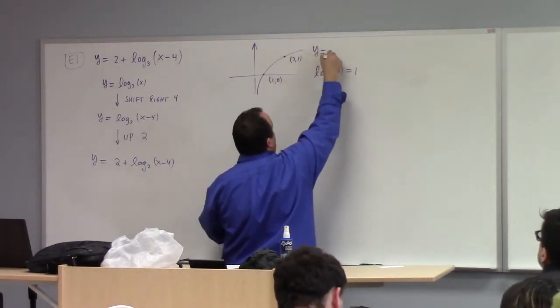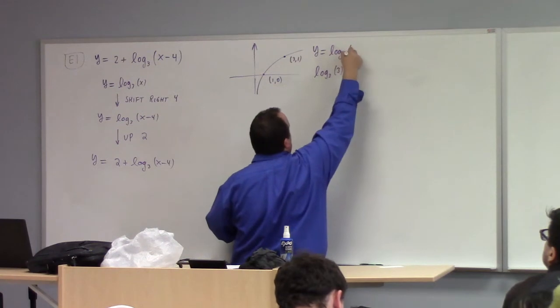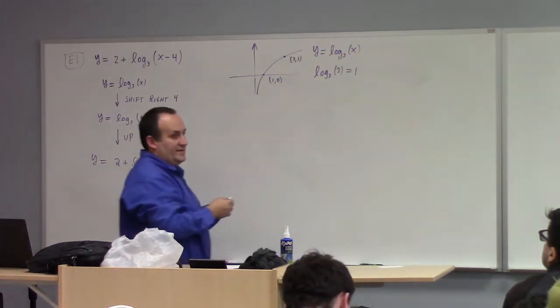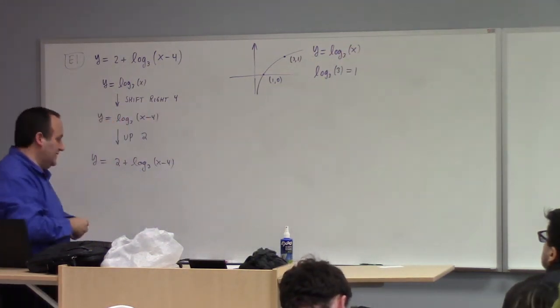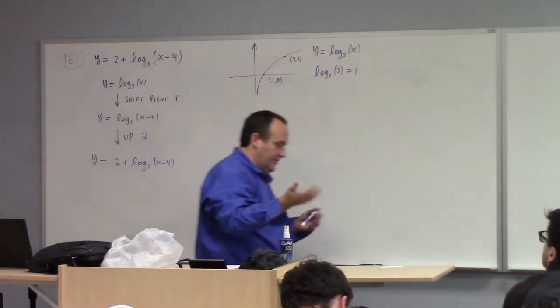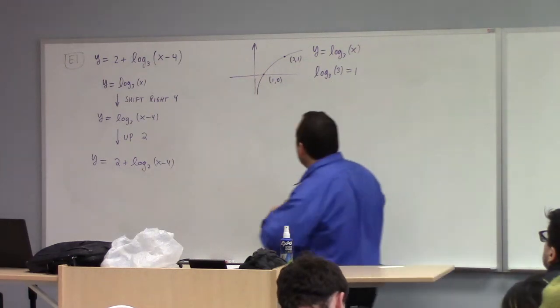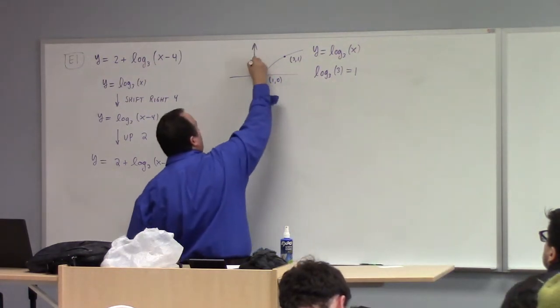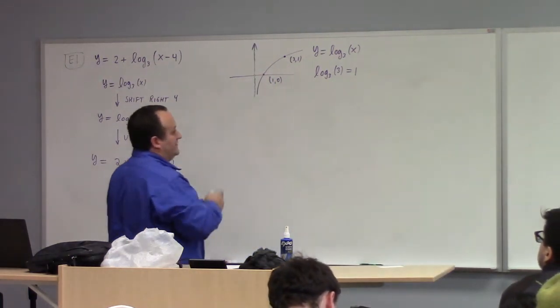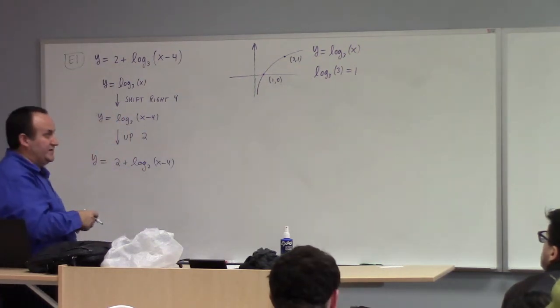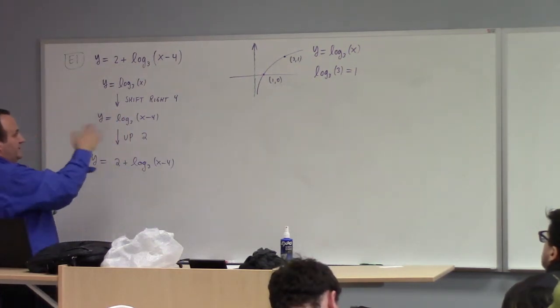And what else is characteristic of log base 3 of x? It's got a vertical asymptote at 0, right? That's kind of a critical feature. So let's try to keep track of what happens to the vertical asymptote at 0, and let's keep track of these 2 points under our transformations, right? So shift right 4.